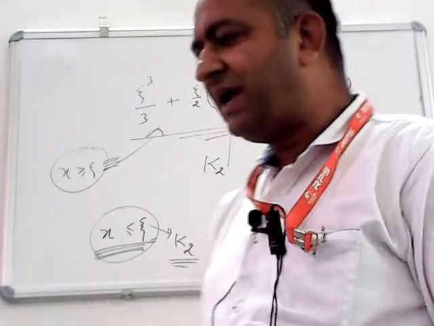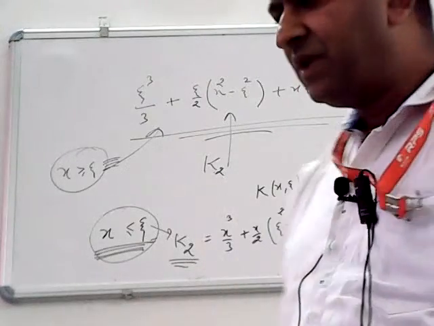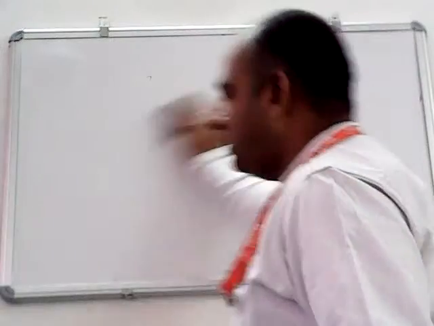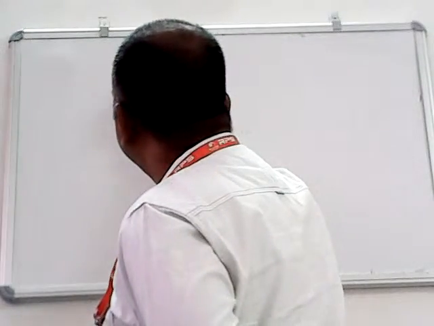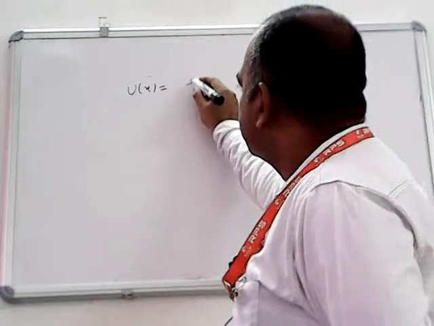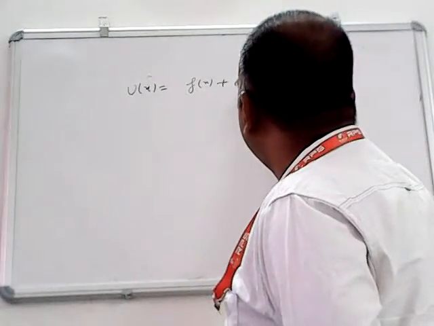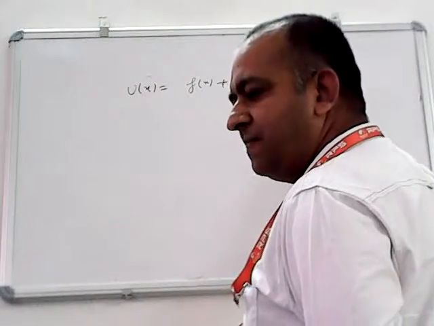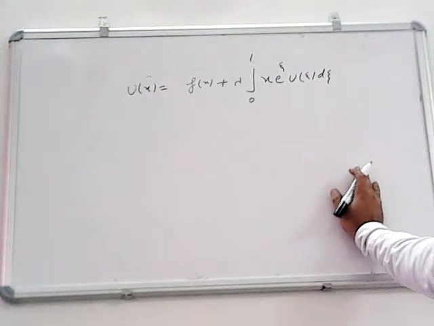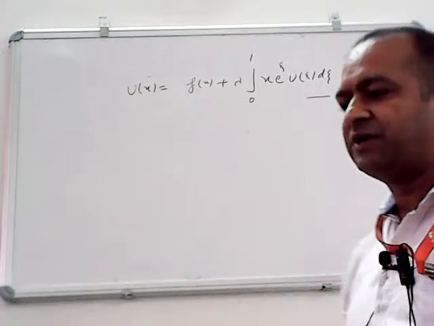Solve the following Fredholm integral equation of the second kind by calculating the resolvent kernel. The question given to us is u(x) = f(x) + lambda integral from 0 to 1 of x e^xi u(xi) d xi. This is the Fredholm integral equation of the second kind, so we will take it as equation number one.